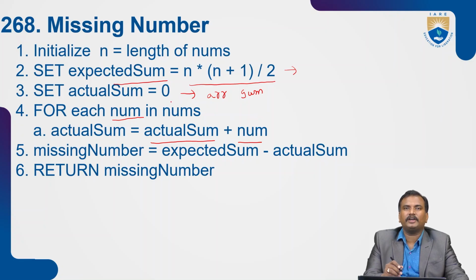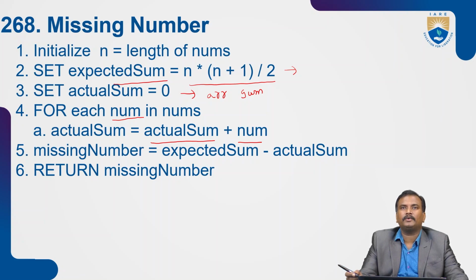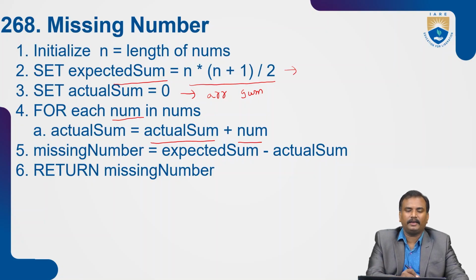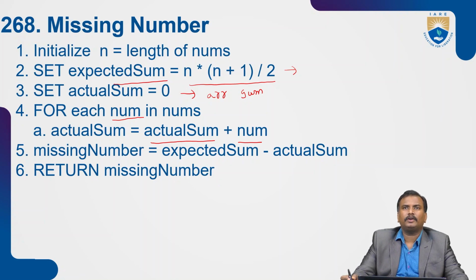Here we are taking for each element, because we need to add each and every element to the actual sum. So for that we are taking for each number in nums, where actual sum is equals to actual sum plus number, and missing number is equals to expected sum minus actual sum, and finally we are going to return the missing number. And now we will go with the actual code in Java for this particular program.